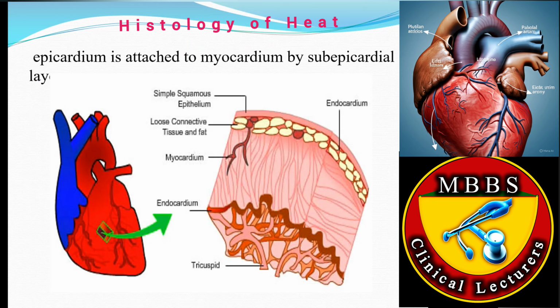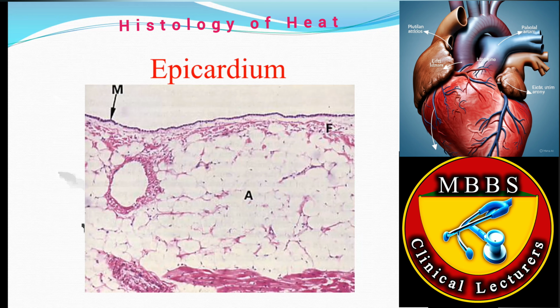Here in this diagram we can see the epicardium is attached to the myocardium by the subpericardial layer. So we can see the outermost simple squamous epithelium in the adventitial layer. Then below that is the loose connective tissue having fat, also called the endothelium. Then we can see the myocardium, a thick layer, and then the endocardium is the inner layer, which is continuous with the tricuspid valve of the heart. Here in this diagram also we can see the epicardium and its different parts.